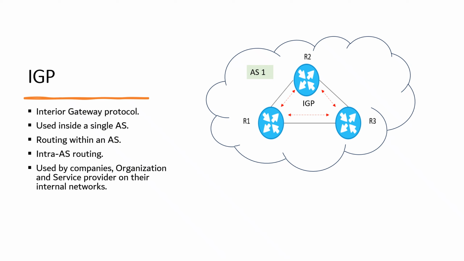Companies, organizations, and even service providers use interior gateway protocols on their internal networks. Interior gateway protocols include RIP, EIGRP, OSPF and IS-IS. These are the IGP protocols. In our CCNA curriculum, we have only OSPF, which we will discuss in the upcoming sessions.